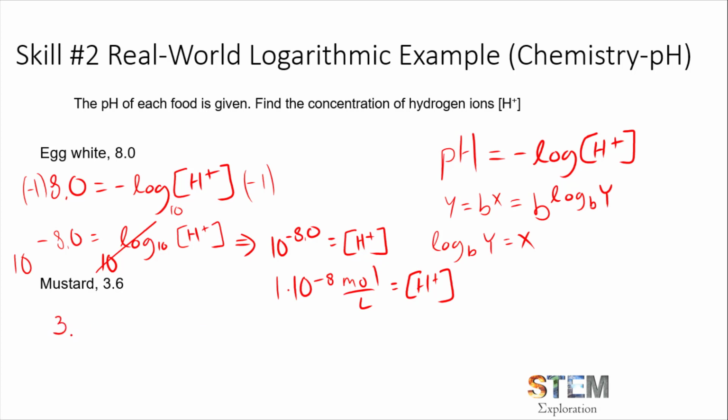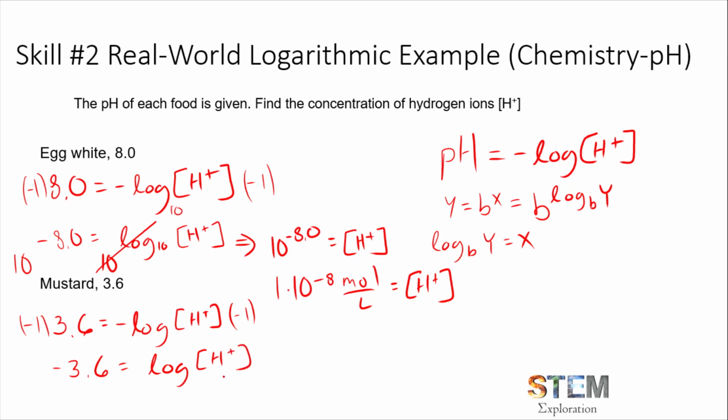So let's do the same thing we did before. 3.6 is equal to the negative log of H plus. Let's multiply both sides by negative 1 again. If you're comfortable with just switching the negative sign to the other side, that's fine as well. We just can't have the negative sign in front of the log when we're trying to do the base 10 operation. So I'm going to take this logarithm and use it as a power to its base, which is 10. So I'm going to go 10 to the negative 3.6 power. I'm going to go 10 to the log of base 10.